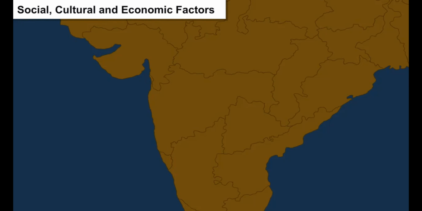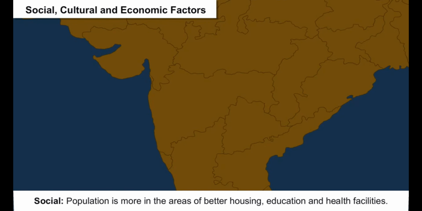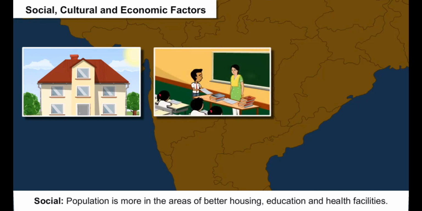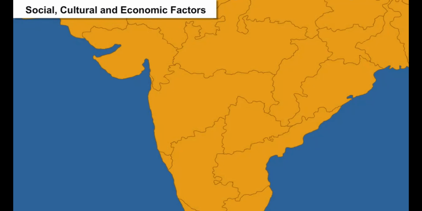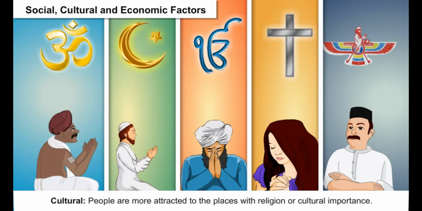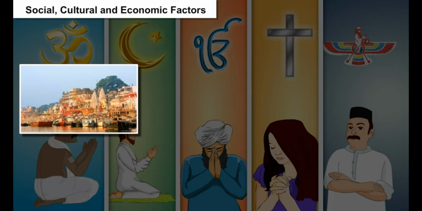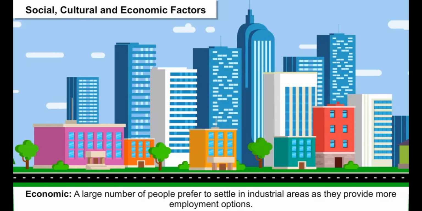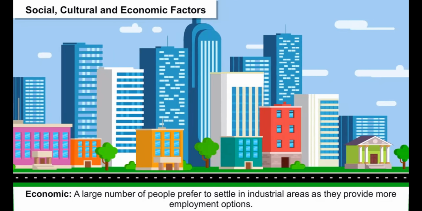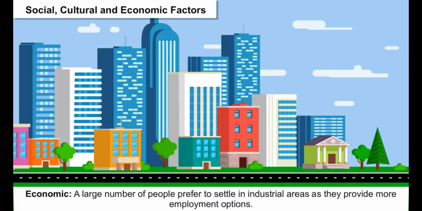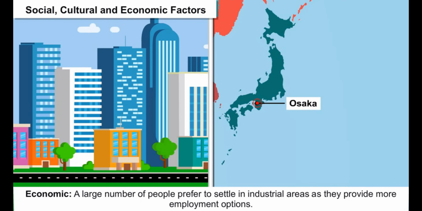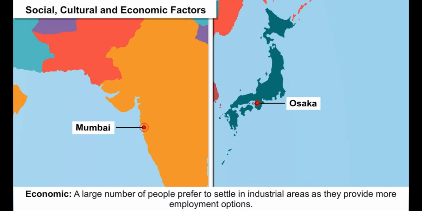Social, cultural and economic factors. Social. Population is more in areas of better housing, education and health facilities. Example, Pune. Cultural. People are more attracted to places with religious or cultural importance. Example, Varanasi, Jerusalem and Vatican City. Economic. A large number of people prefer to settle in industrial areas as they provide more employment options. Example, Osaka in Japan and Mumbai in India.